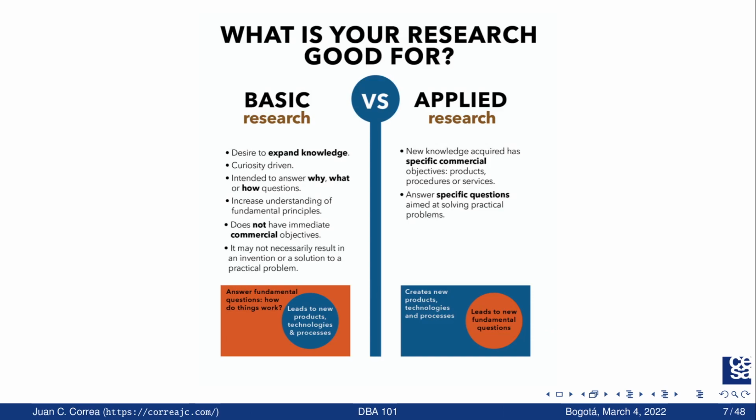Now, in the doctorate in business administration, it is quite important to understand the difference between basic research and applied research. In applied research, we are mostly interested in new knowledge, but a particular type of knowledge that could have specific commercial purposes, like products, procedures, or services, and try to answer specific questions aimed at solving practical problems. And these two objectives are quite distinctive from those in basic research.